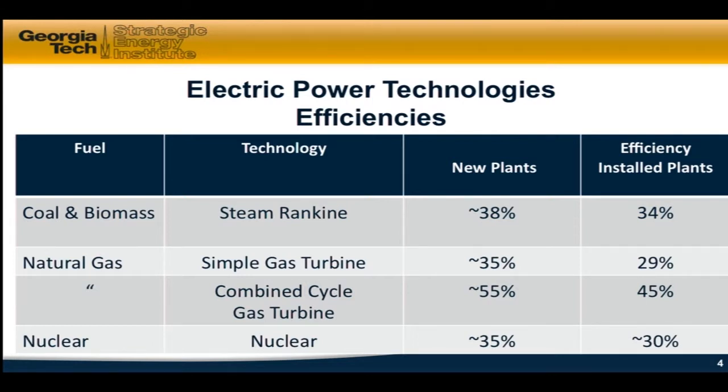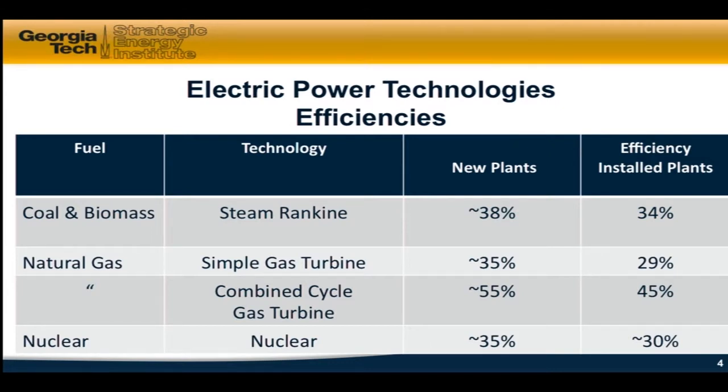Natural gas, a simple cycle gas turbine, I've already mentioned that just is a gas turbine without recovery of the exhaust heat in a steam cycle. New plants, you can get around 35%, and these are approximate numbers, but the installed numbers are actual field data from the Energy Information Agency. It is about 29%, 29% for the simple gas turbine cycle.